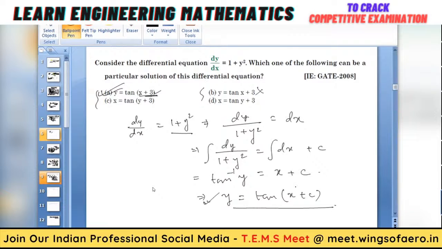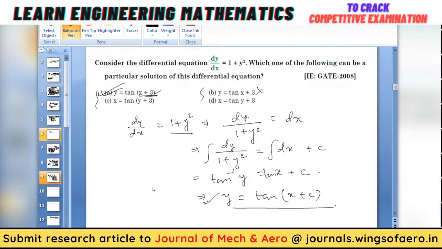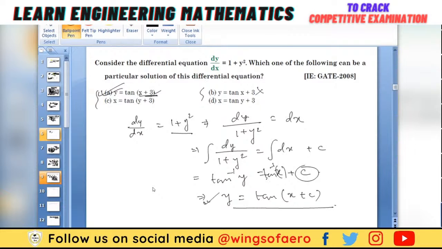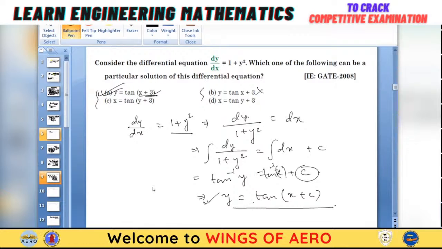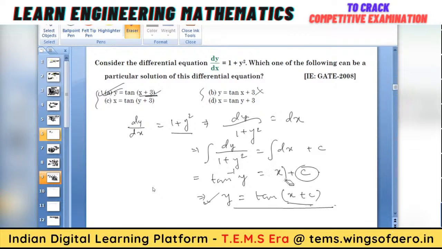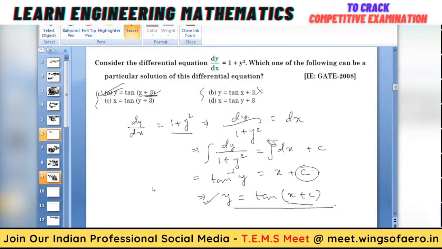And what you have mistaken is that you just took y equal to tan inverse x like this. You didn't take c within this tan. That is a mistake. x plus c means the whole term x plus c will be in the tan. Okay, any doubt? Next.